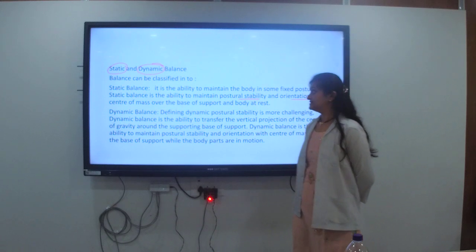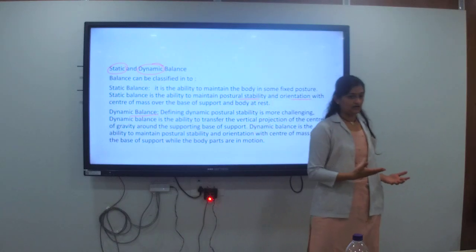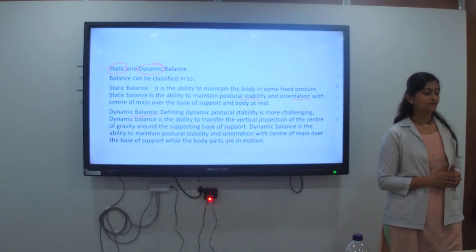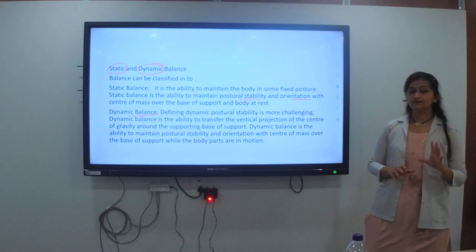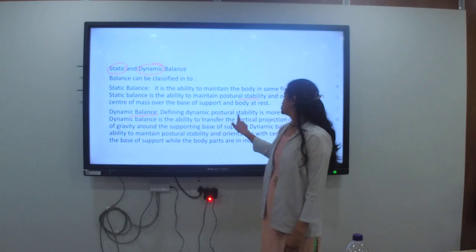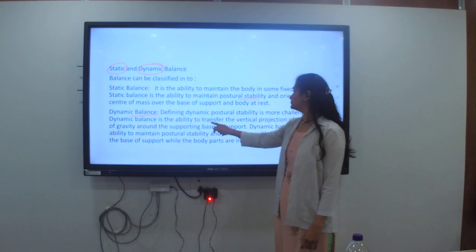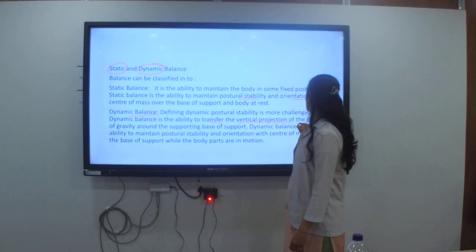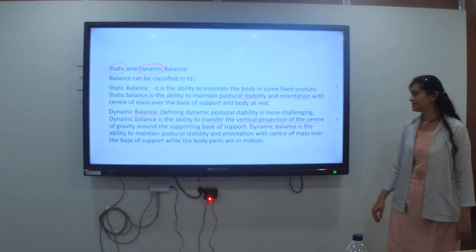Next we'll see what dynamic balance is. Dynamic balance means, now I am walking. Along with the walking, I am maintaining my balance. So dynamic means moving. Postural stability is more challenging. It is the ability to transfer the vertical projection of the center of gravity around the base of support.